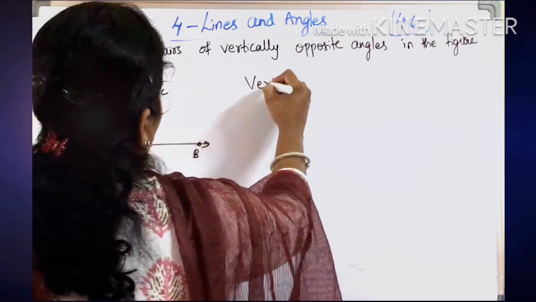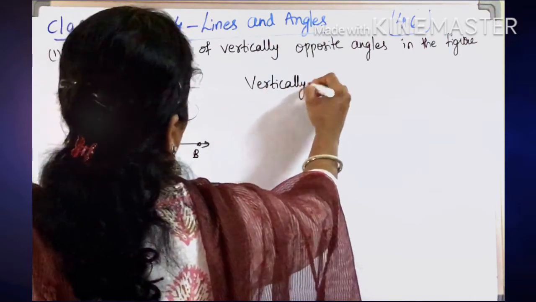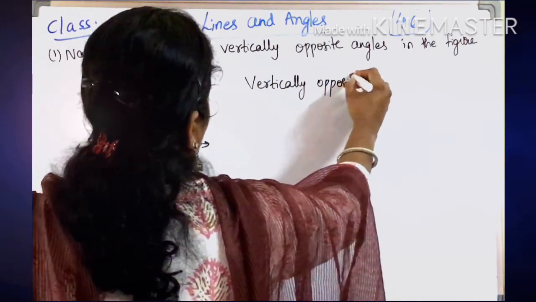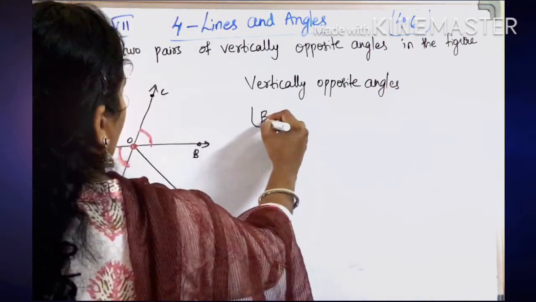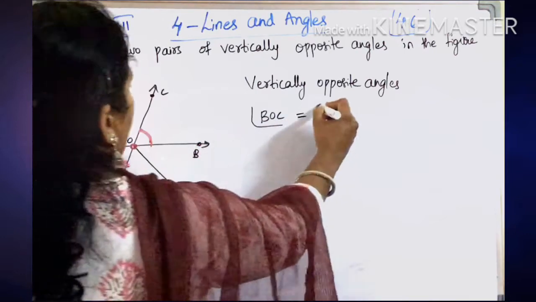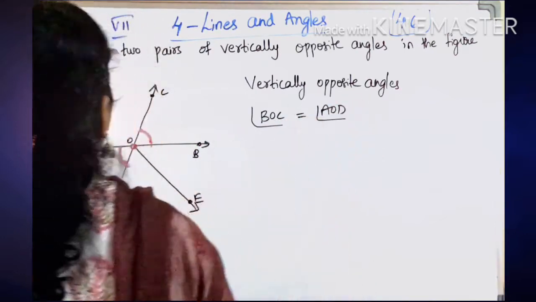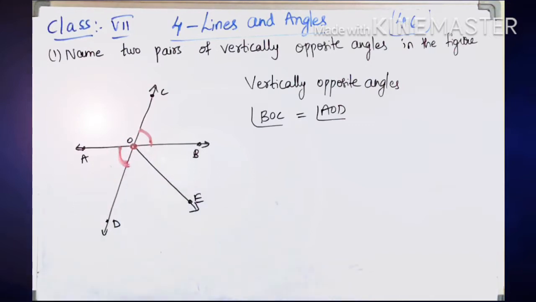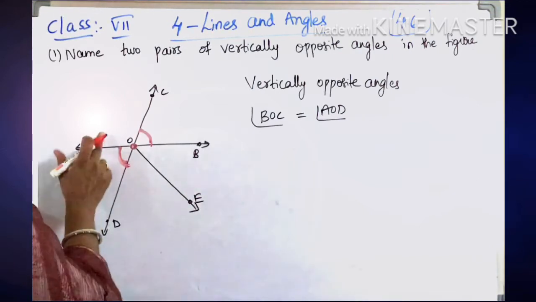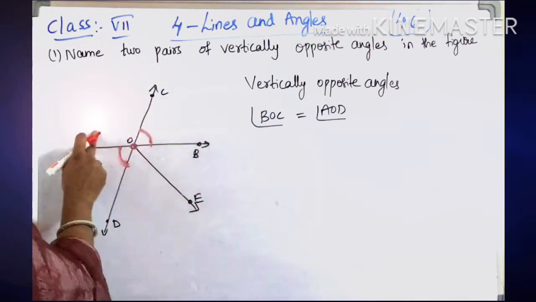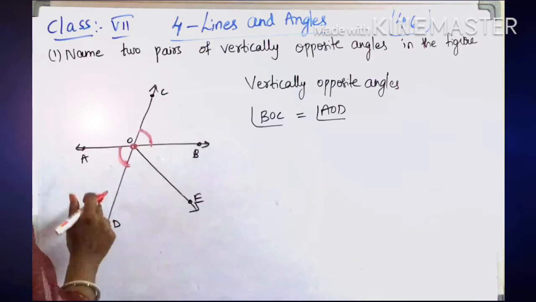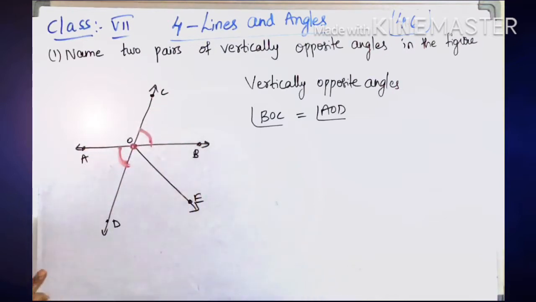So here I am writing vertically opposite angles. Angle BOC is equal to angle AOD. Angle BOC equal to angle AOD is one pair of vertically opposite angles. And what is another pair here? Can I write AOC and BOE? If you observe, the length of this angle is greater than this, so we can't write that, because vertically opposite angles are always equal.